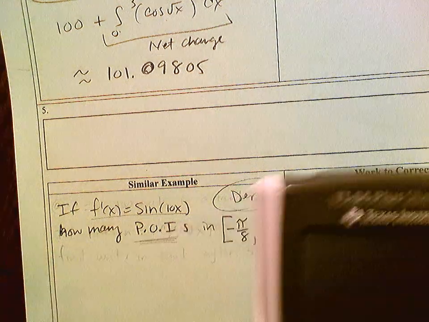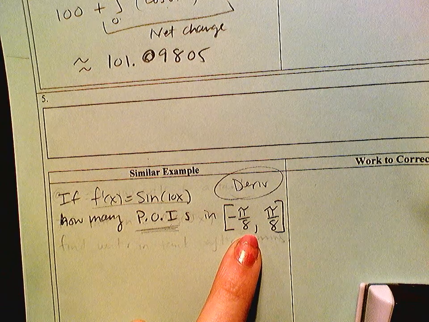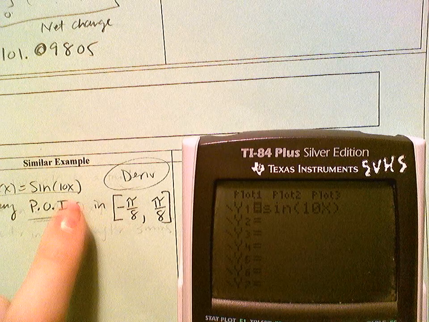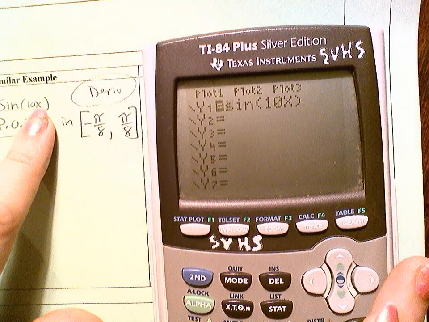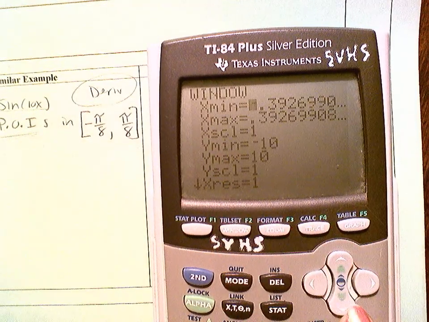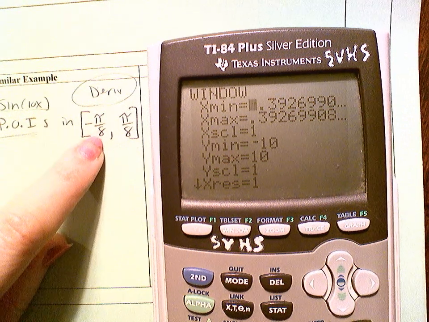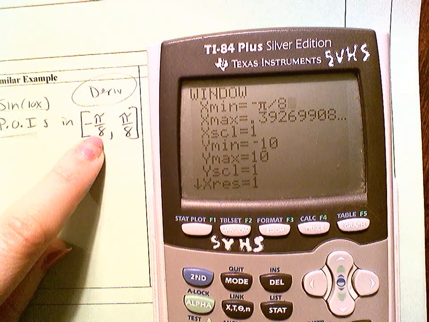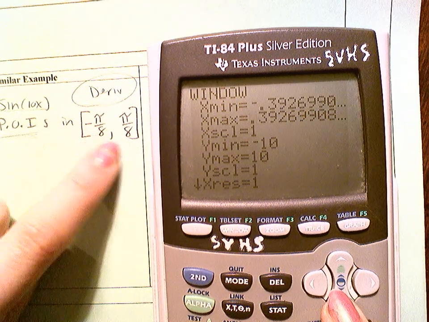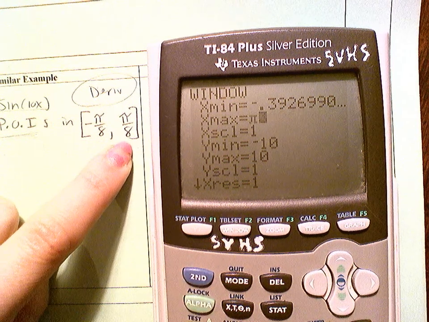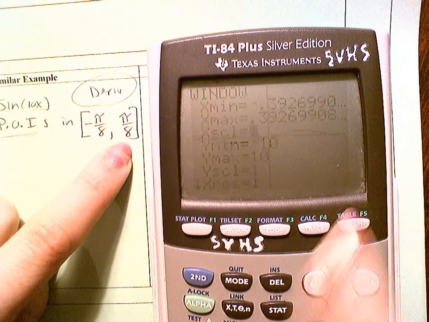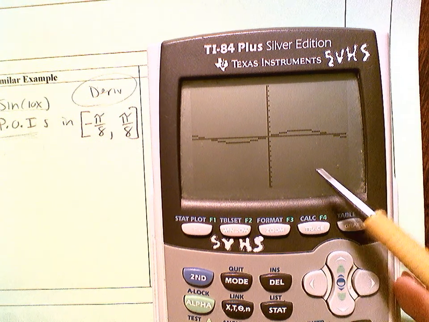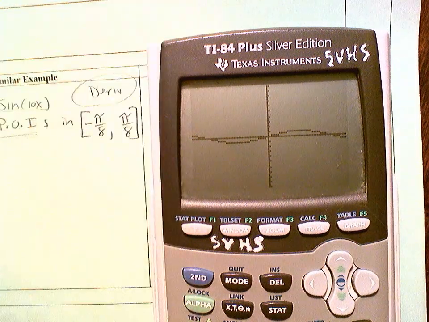So I'm going to graph this function on that interval, and I'm looking for extrema. I'm going to go y equals, and I already did it. For the window, I want the x min to be negative pi over 8, and the x max to be pi over 8. Then I graph this, and it looks something like that. And this is the graph of f prime.